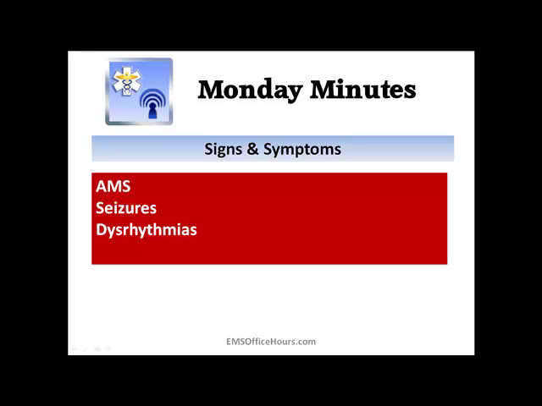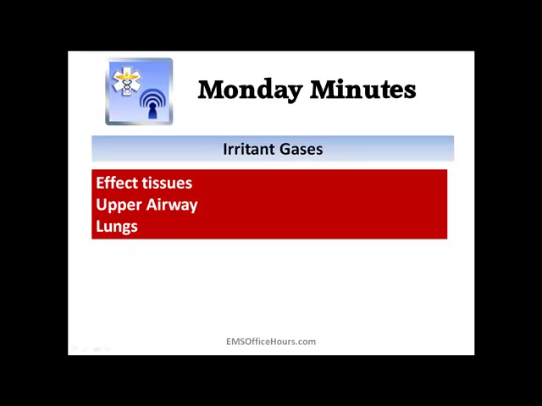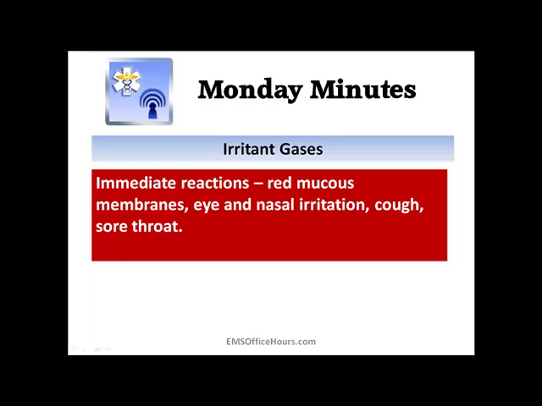Okay, but what about irritant gases? These are the ones that affect tissues. They irritate the tissues. You have ones that are highly water soluble, and these irritate the upper airways. And then you have ones that are less water soluble, and these end up passing through into the lungs and wind up causing severe tissue damage to the lungs.